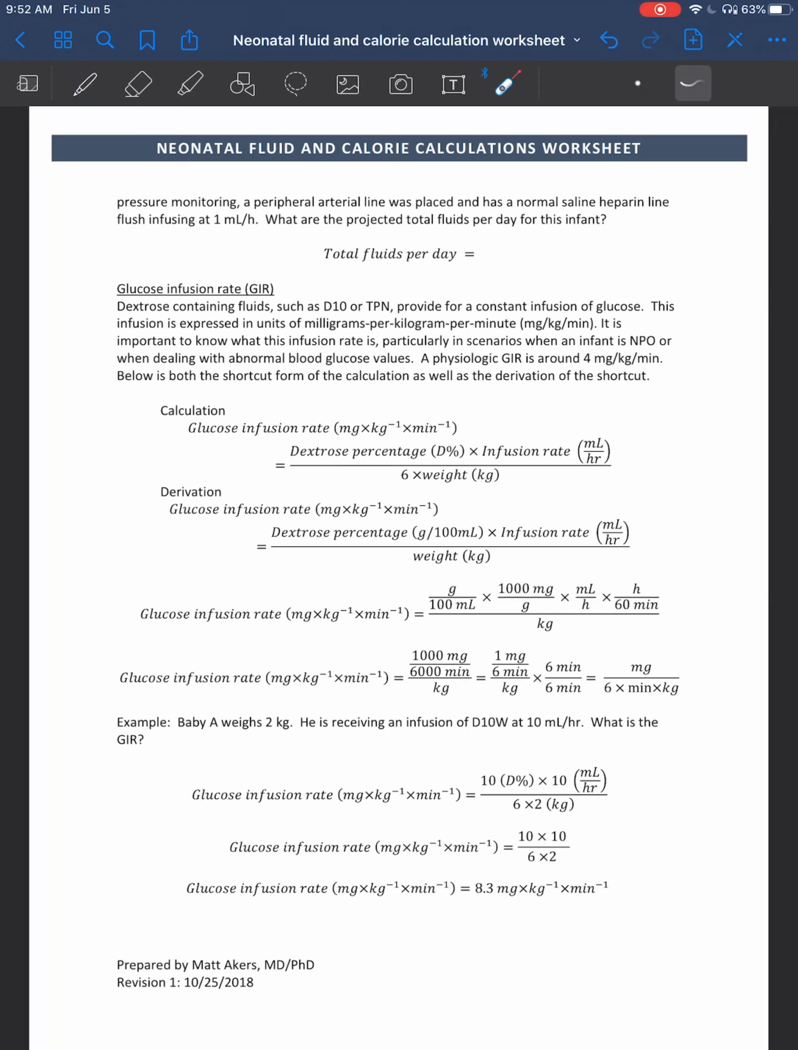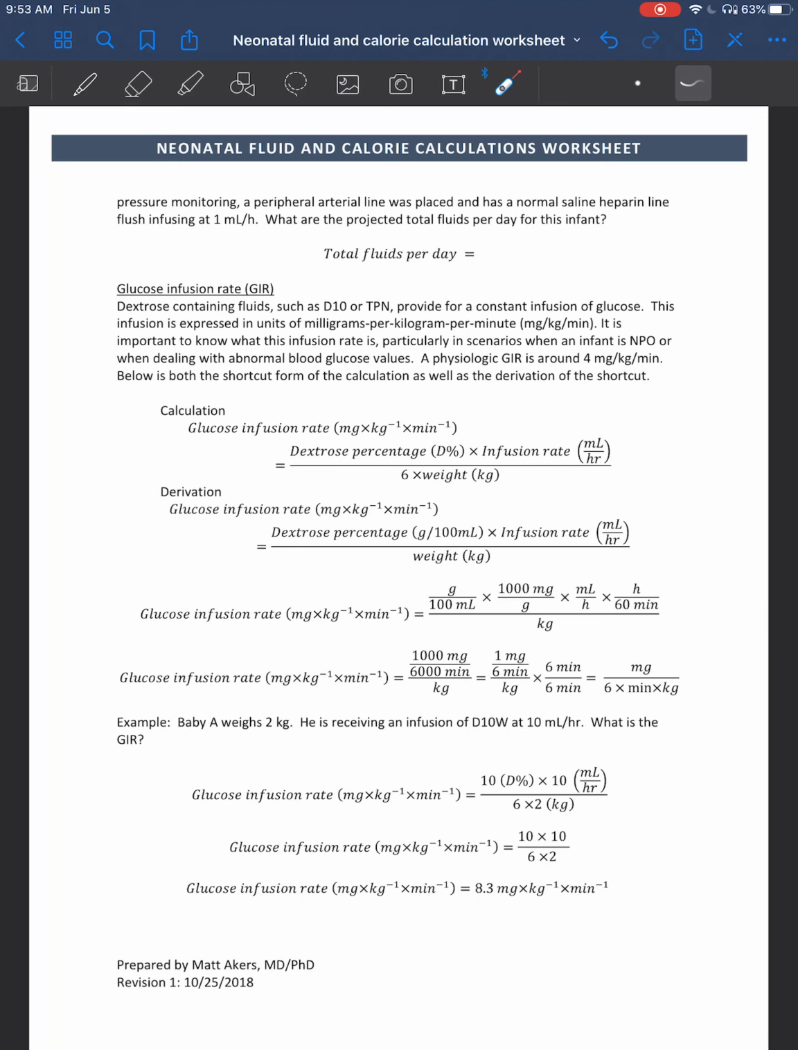The next example that we'll look at is glucose infusion rate. Dextrose-containing fluids such as D10 or TPN provide a constant infusion of glucose. This infusion is expressed in units of milligram per kilogram per minute, mg per kg per minute. It is important to know what this infusion rate is, particularly in scenarios when an infant is NPO or when dealing with abnormal blood glucose values. A physiologic GIR is between 4 and 6 milligrams per kilogram per minute. Below is both the shortcut form of the calculation that I use, as well as the derivation of the shortcut.